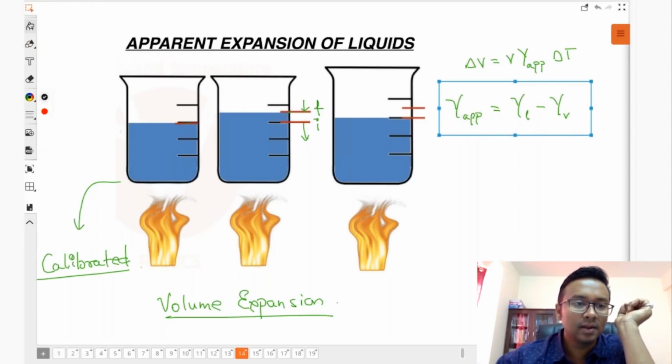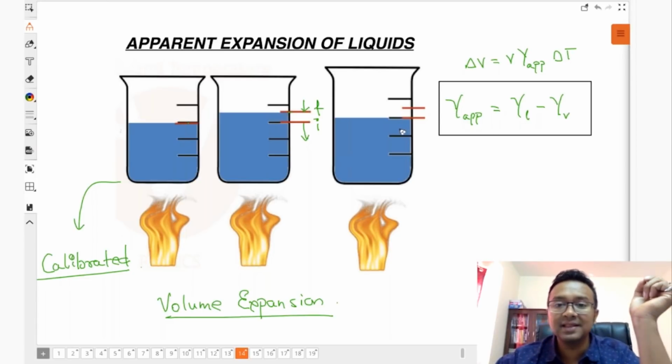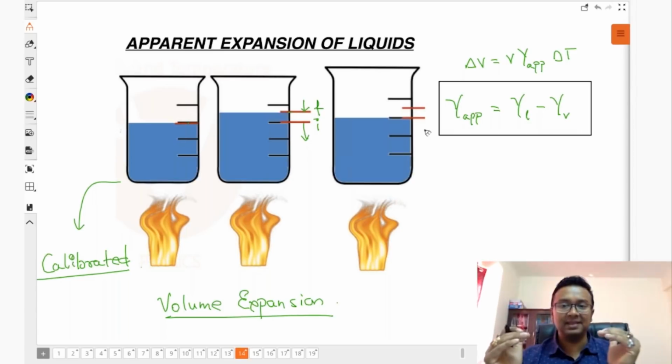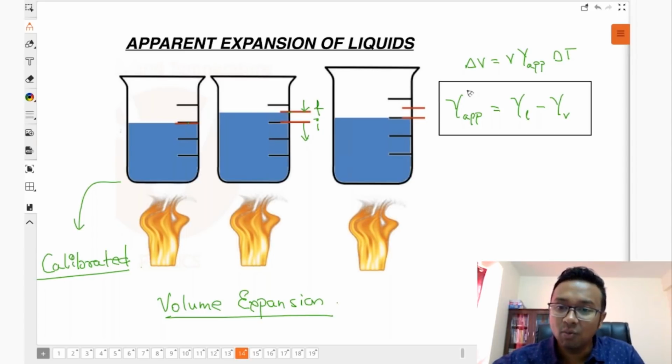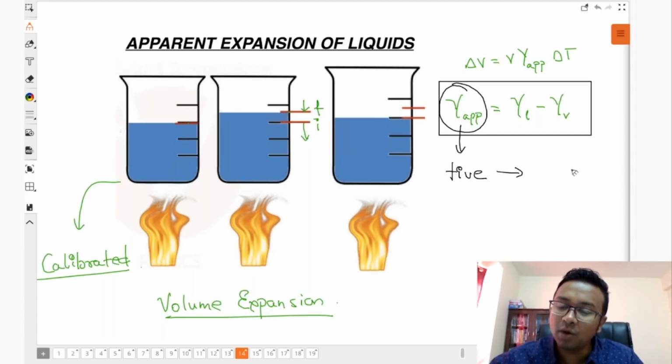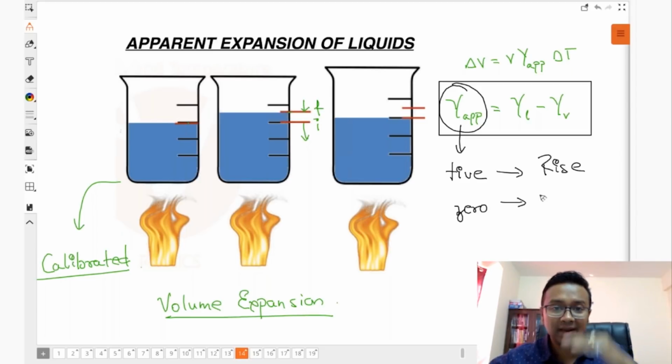Now, technically talking, the level of the water in the vessel could rise up, remain the same, or even come down on heating. That totally depends on the value of your gamma apparent. If your gamma apparent is positive, water will appear to rise. If your gamma apparent is 0, water is going to remain at the same level.